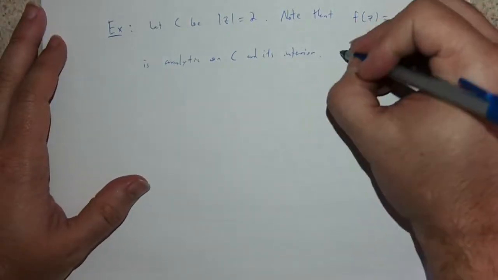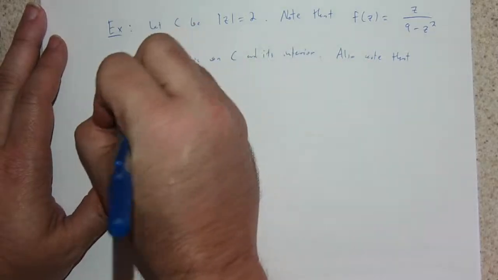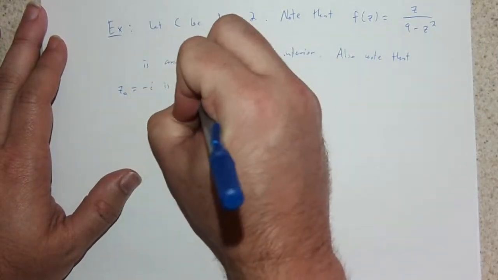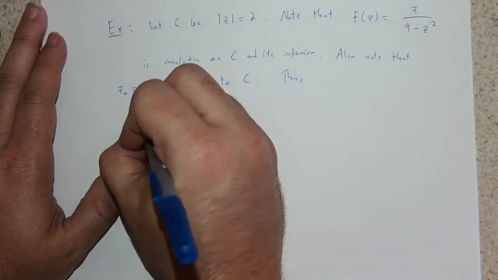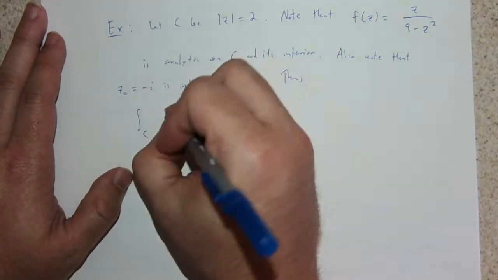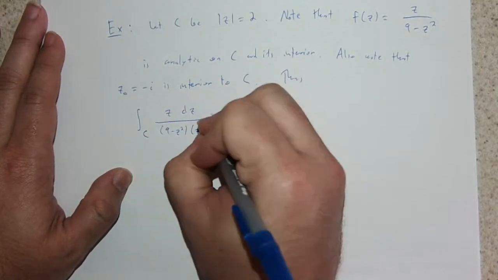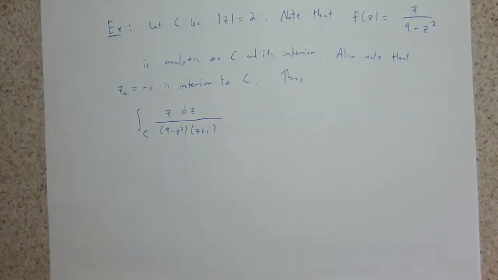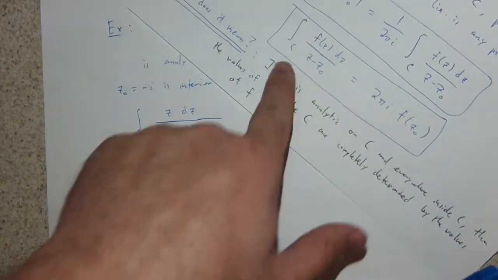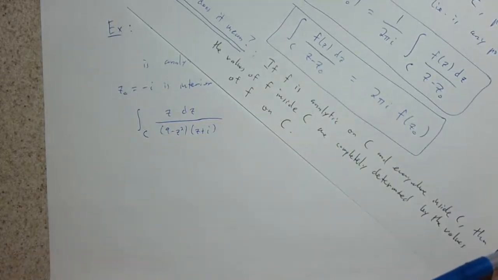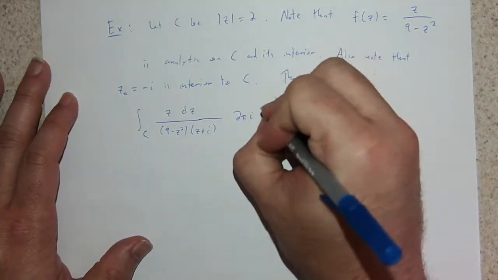Also note that z naught equal to minus I is interior to C. Thus, if I want to compute the contour integral of z dz over 9 minus z squared times z plus I using the Cauchy integral formula, let me bring it back real quick. Here's my Cauchy integral formula written in this way. If I want to compute this, this is 2 pi I times f of z naught. So this is 2 pi I times f of minus I.